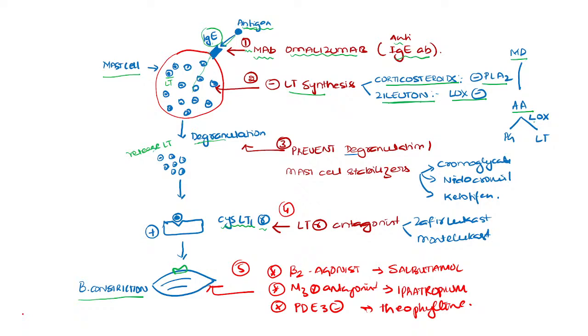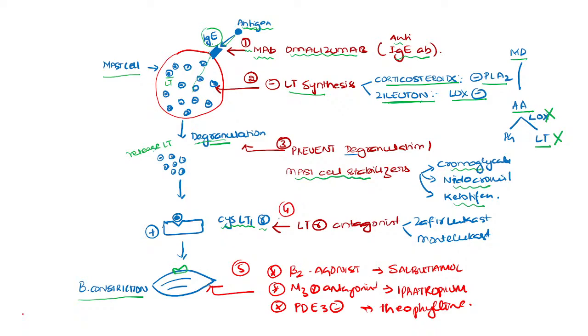Lipoxygenase is the enzyme which is involved in the conversion of arachidonic acid into the leukotrienes. So by giving zileuton, you are going to inhibit the lipoxygenase activity and there won't be production of the leukotrienes. The next target site will be to prevent the degranulation. This can be done by the mast cell stabilizers. We have cromoglycate, nedocromil and ketotifen.